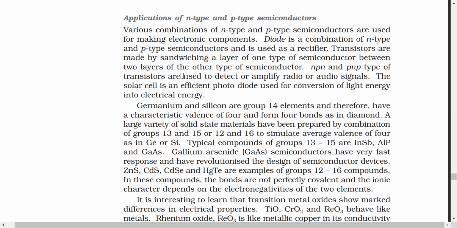Transistors are made by sandwiching a layer of one type of semiconductor between two layers of the other type of semiconductor. Right? So this is another. The same in transistors too: we sandwich one type of semiconductor in the middle and a different type of semiconductor above and below. NPN and PNP type of transistors are used to detect or amplify radio or audio signals. The solar cell is an efficient photodiode used for conversion of light energy into electrical energy.